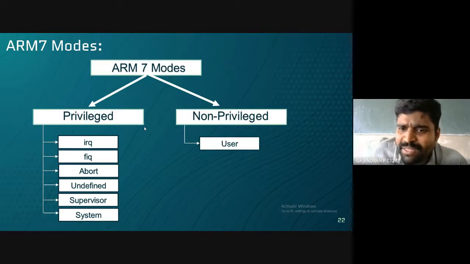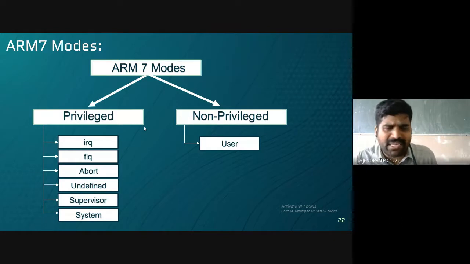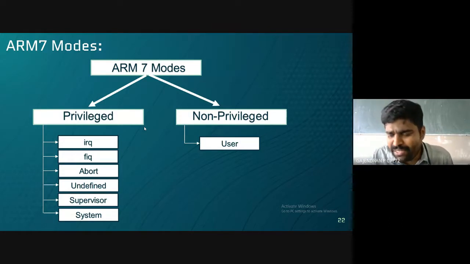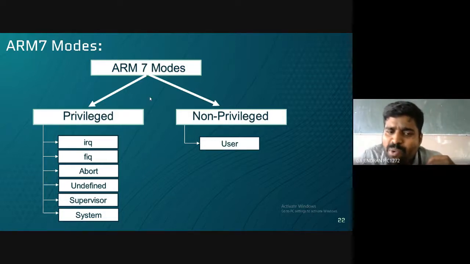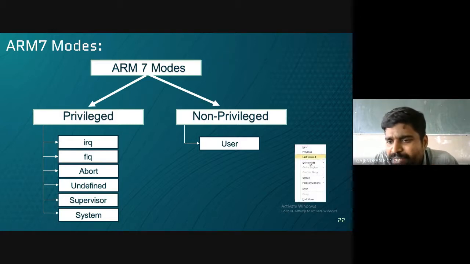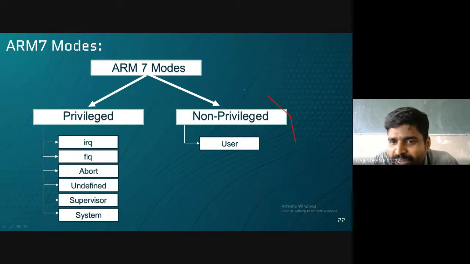Think about it. In user mode you can't install any app. In user mode you can't produce any interrupt. In user mode you won't get any error message. So normal operation is a non-privileged mode.